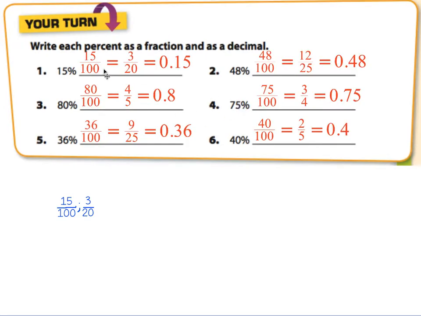All right, so you should have found that these were your answers. So it's always the number itself when it's a percent. It's always the number itself over 100, and then you can reduce it. And then you can always double check.